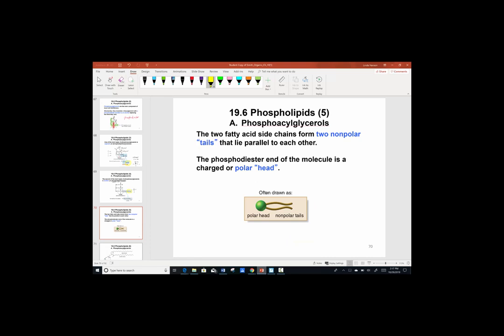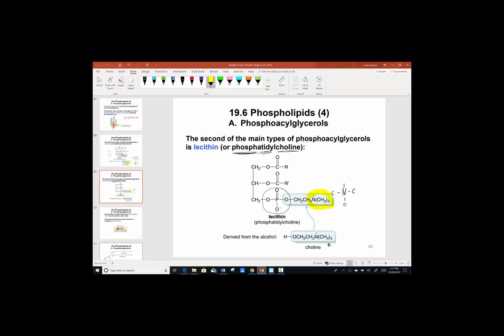These two fatty acid chains are very non-polar tails, and they lie parallel to each other. And that phosphodiester end of the molecule is charged with the polar head. I'm going to back up and say this region, but we have these very long fatty acids. Those long fatty acids are a non-polar chain. They are what we refer to as hydrophobic, water-hating.